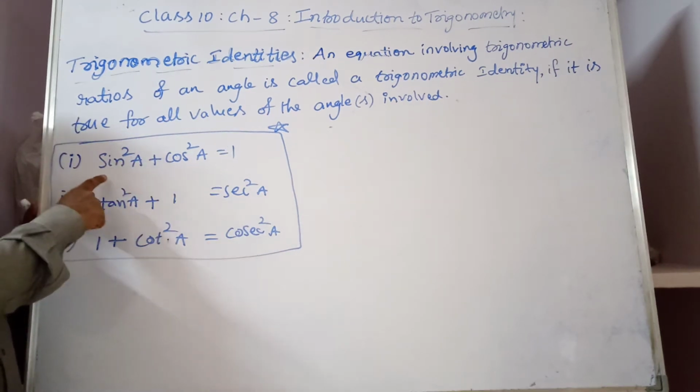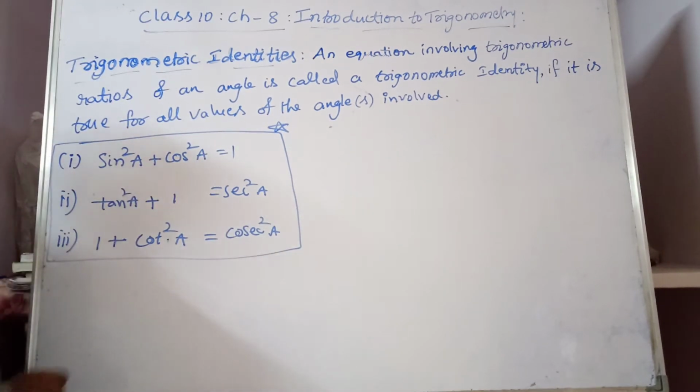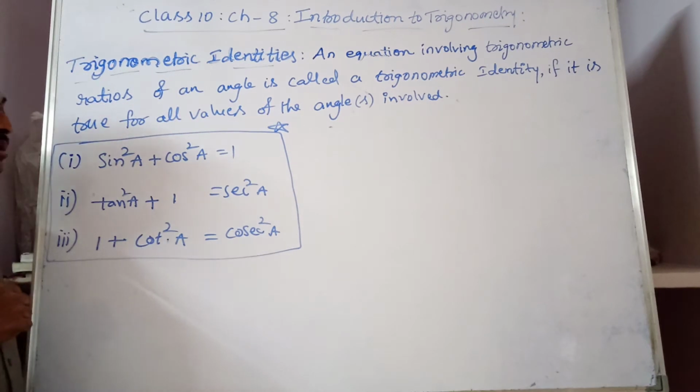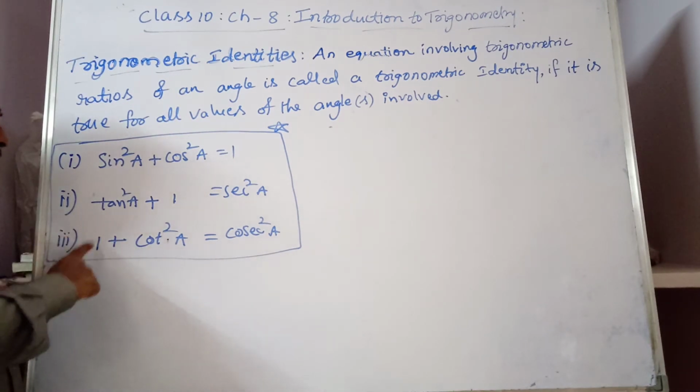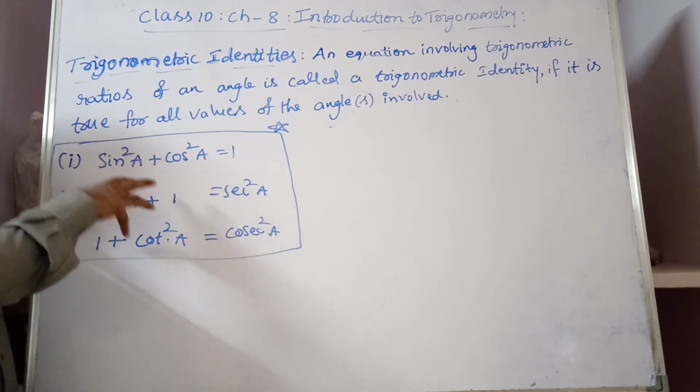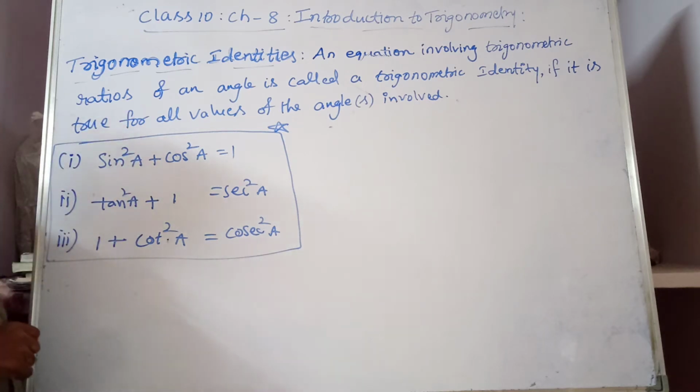That is an identity: sin square A plus cos square A is equal to 1. Tan square A plus 1 is equal to secant square A. And 1 plus cot square A is equal to cosecant square A. These are the three identities that we have. Let us discuss how we get these identities.